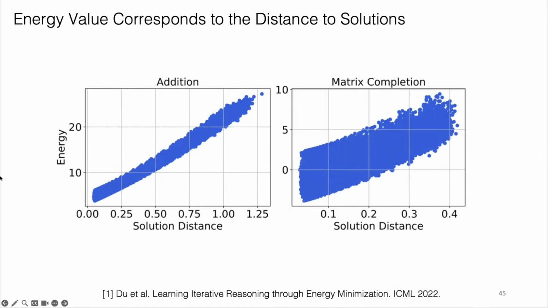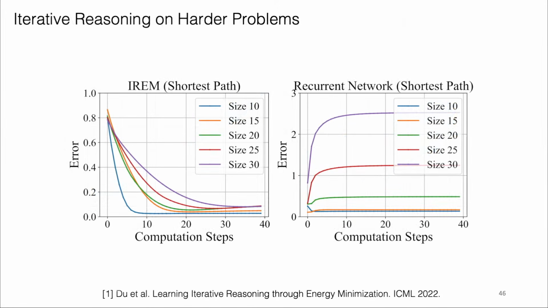And if we look at the actual correspondence between the energy values as well as the actual errors, we find that as the solutions get further and further away from the ground truth answer, the energy correspondingly goes up as the solution distance goes up. And then one thing that we find interesting is that this gives us some nice ways of being able to use more computation to get better solutions.